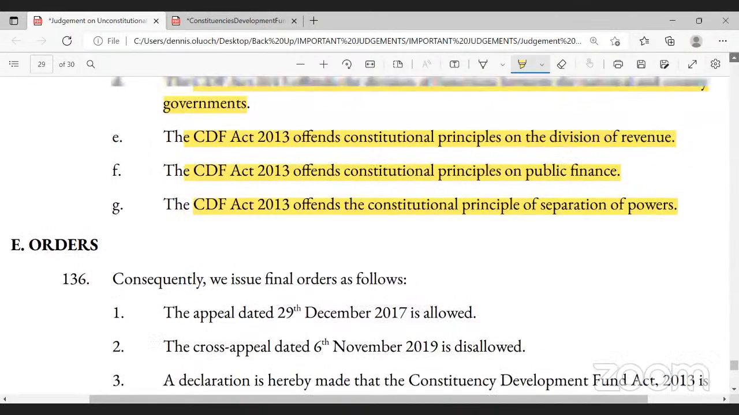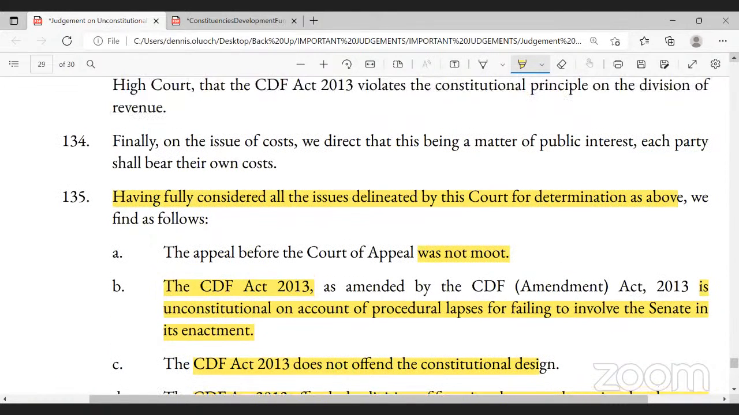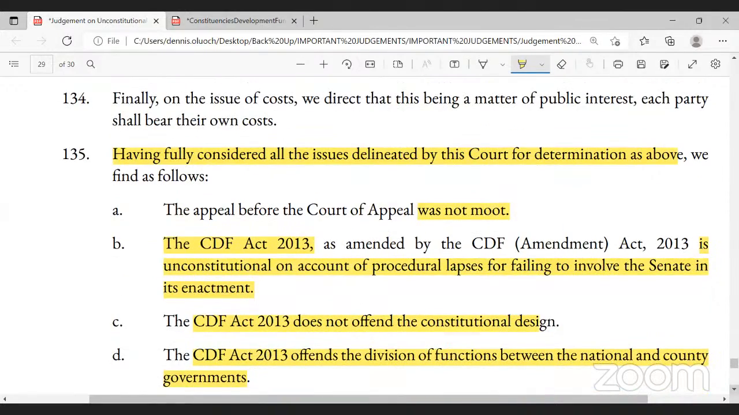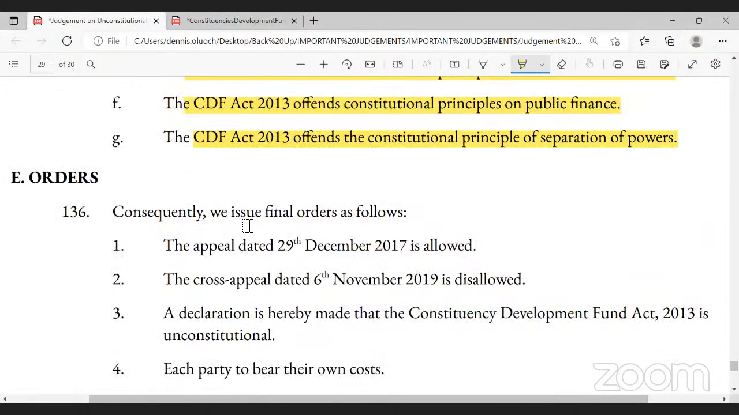And let me just see, we find as follows. Yeah, that's what I wanted. So those are the findings of the court. And then now the orders are as follows. Consequently, we issue final orders. And when you say final orders, these are the final orders. When the Supreme Court says it is unconstitutional, it is unconstitutional.